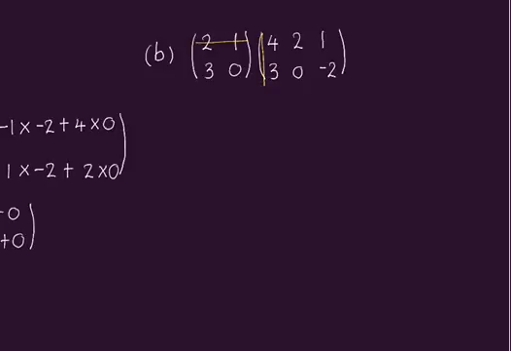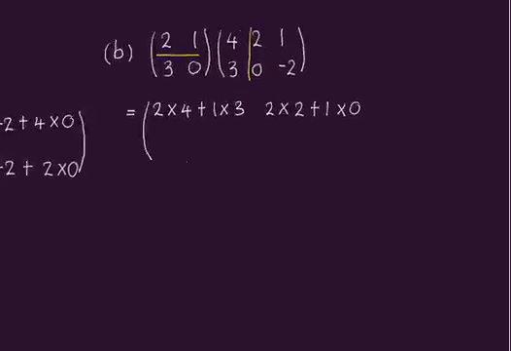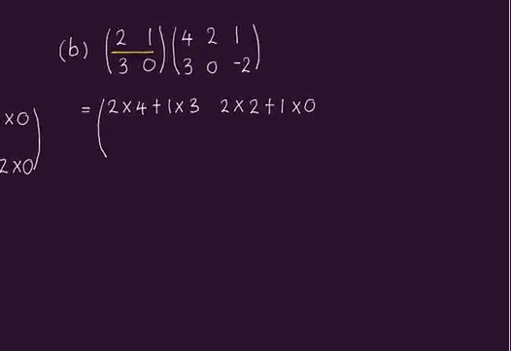If I do so, then I'll be having in this case 2 times 4 plus 1 times 3. Next I go on to the top row again, multiplying by the second column. So that will give me 2 times 2 plus 1 times 0. And next I go on to this row and the last column. So that's 2 times 1 plus 1 times negative 2.